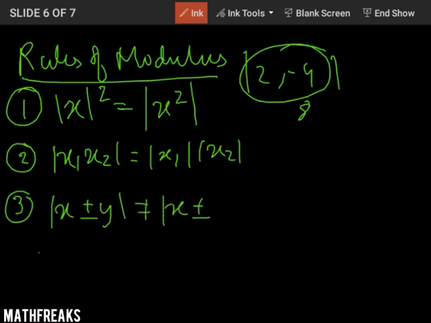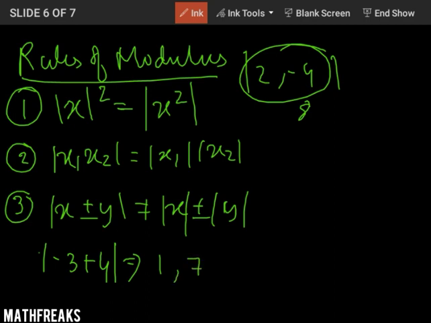Now the third one is that mod of x plus y is not always equal to mod of x plus mod of y. For example, say -3 plus 4. From here you are going to get 1, but if you do the individual mods, mod of -3 plus mod of 4, you are going to get 7, right? You can take many more examples.